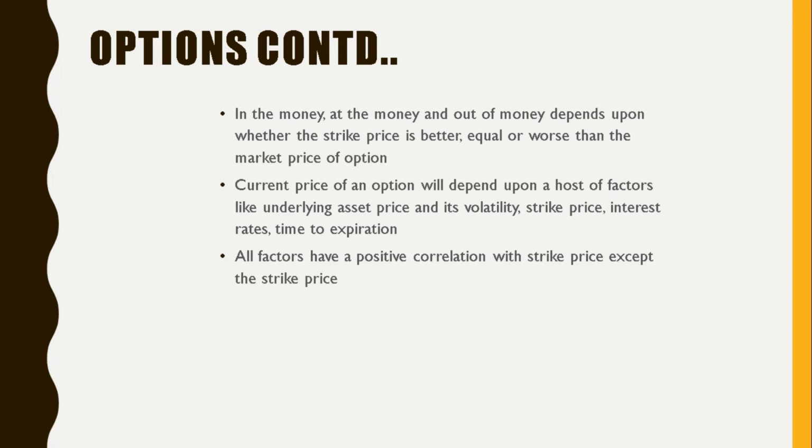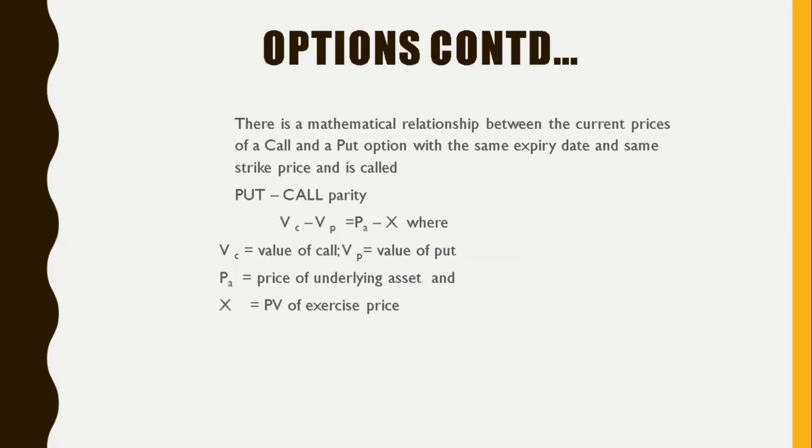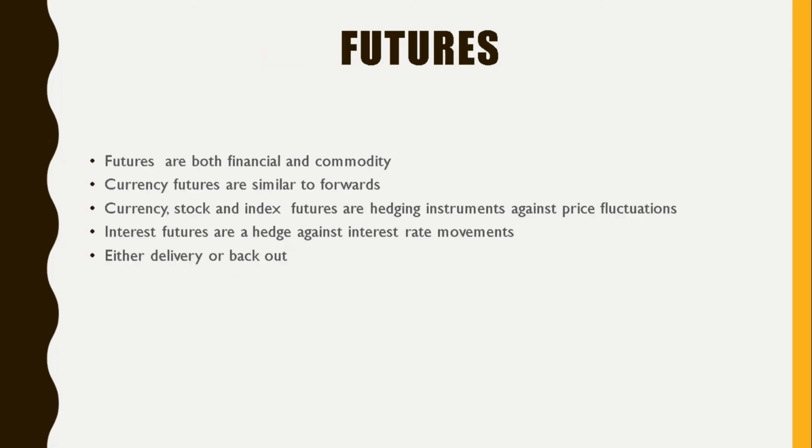Current price of an option will depend upon a host of factors like underlying asset price and its volatility, strike price, interest rates, time to expiration. All factors have a positive correlation with the option price except the strike price. Options continue. This is the mathematical formula. Futures are both financial and commodity. Currency futures are similar to forwards.